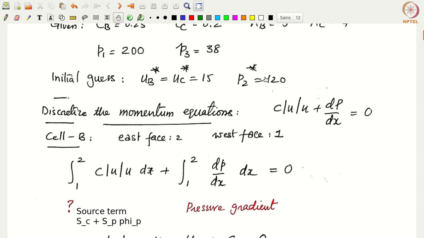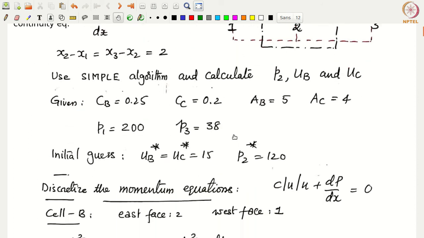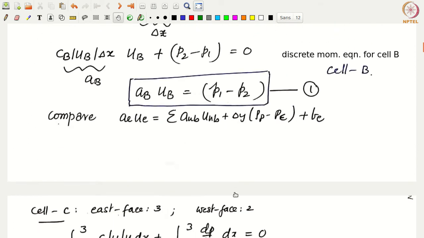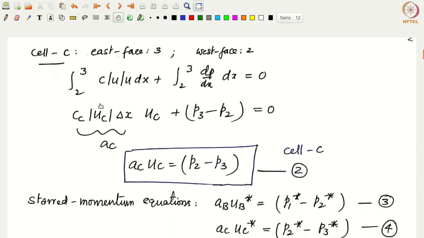Now if you move on, we will do a similar thing, integration of the momentum equation for cell C, that is basically for this cell centroid. So the limits of integration would be for faces 2 to 3. Then integrate in a similar way. For cell C we have west face 2, east face 3, so we go from 2 to 3, integral of C mod u dx plus integral 2 to 3 dp dx dx. Then again this is basically your SC plus SP Vp, so this would come out to be CC mod UC delta x times UC plus the integral of dp dx dx. Integration would be pressure, that means applying the limits we have P3 minus P2, and equals 0.